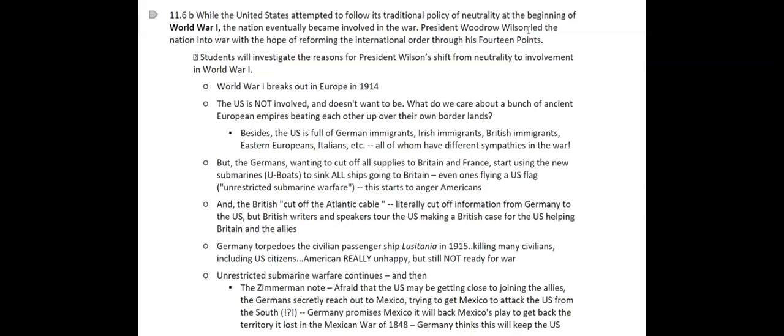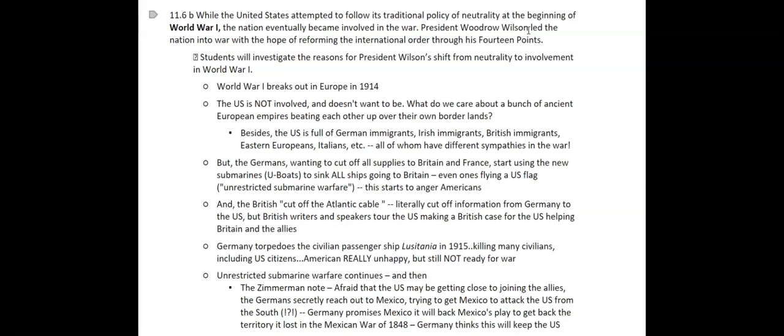Briefly, World War I breaks out in Europe in 1914. June, July, August 1914. The U.S. is not involved. The fight is between Austria-Hungary, Germany, and the Ottoman Empire. Remember that? Those are the three on one side. They are fighting Russia to the east, and France and Britain and Italy to the west.